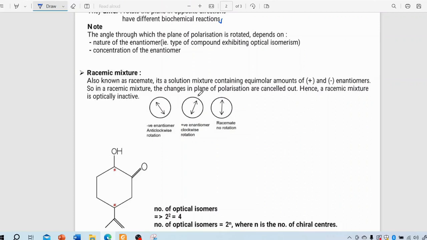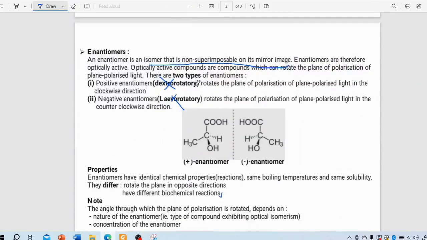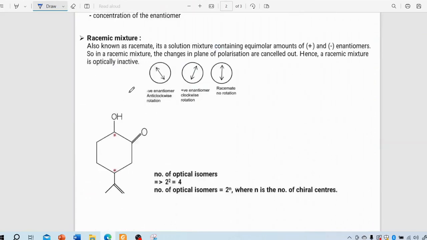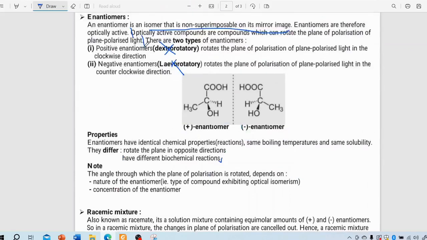So if the changes in the plane of polarization are cancelled out, then there will be no rotation in the plane of polarization of plane polarized light. So if there is no rotation, how can your compound be optically active? It has to be optically inactive. Because if one was in higher concentration than the other, then the solution would rotate the plane of polarization, so it would be called optically active. But if they are of the same concentration, there will be no net change, so they will be called optically inactive. So just highlighting this definition over here.